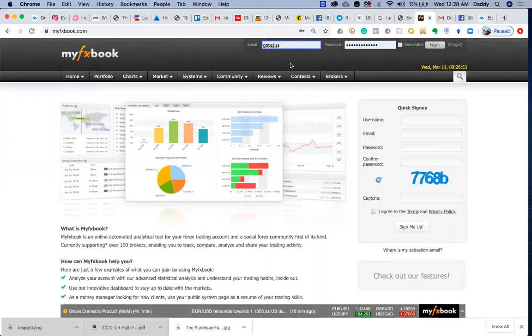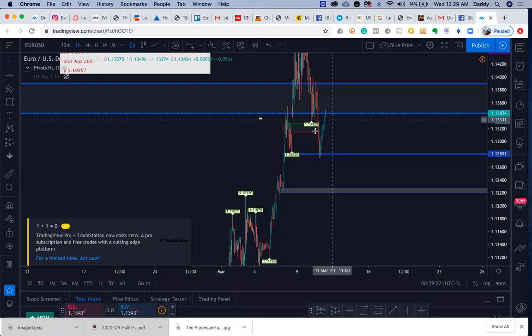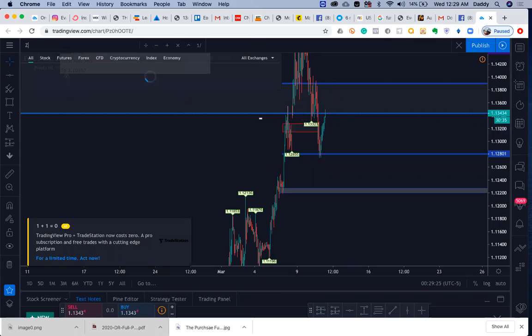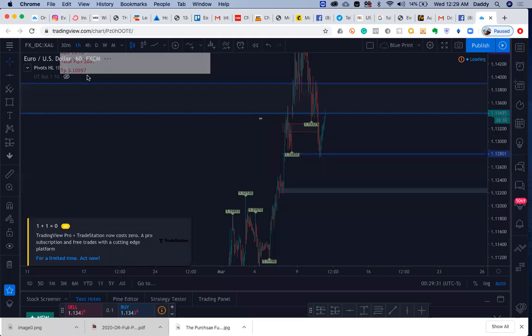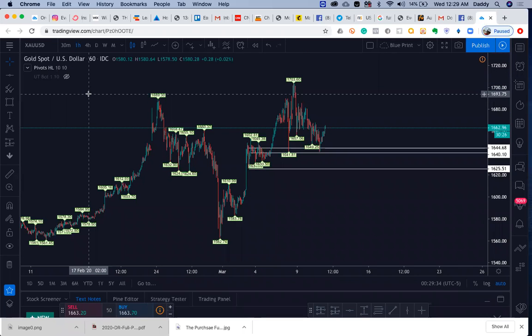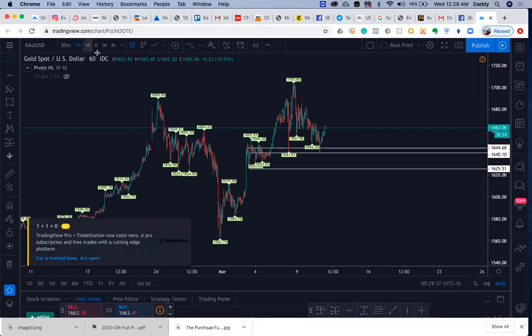And now it's giving you so much information on this thing. It's telling you that, for example, on M30, W1, and then on the monthly, there's a doji. So let's go to gold and look at XAUUSD. And it's saying there's a doji on, was that M30?